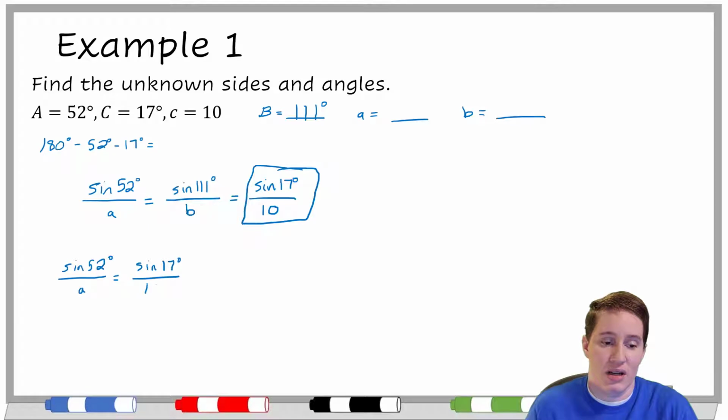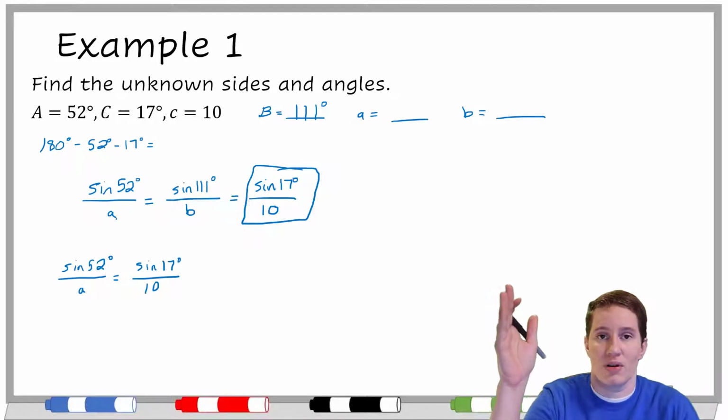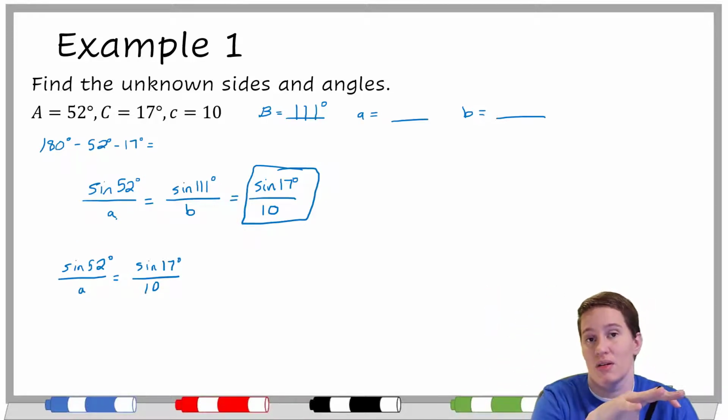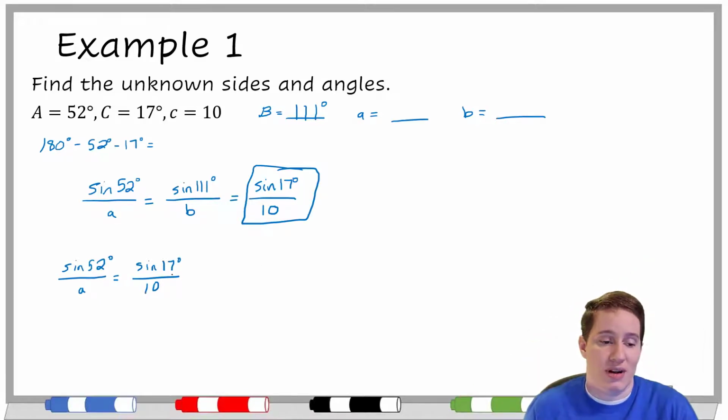So we're going to ignore the equation with b's, or the fraction that has b's in it right now. We're going to cross multiply here. Remember, cross multiplying is where you take the top of one fraction times the bottom of the other, top, bottom. So that gets rid of our fractions and lets us solve this. So that's going to be sine 52 times 10. So 10 sine 52. Now that is actually a number we can find.